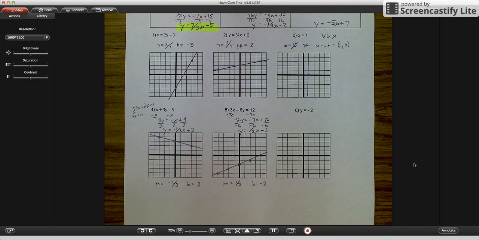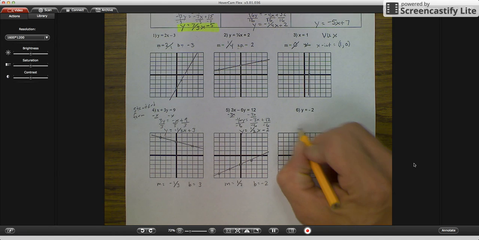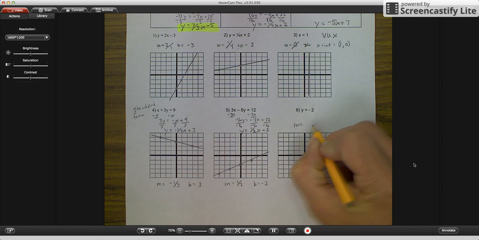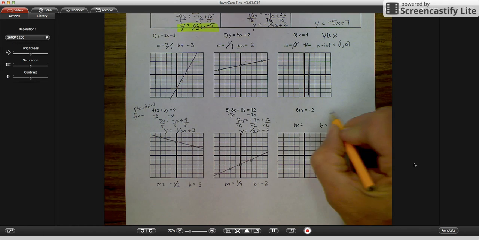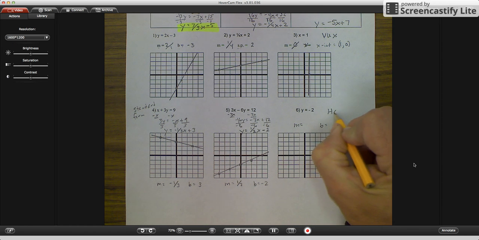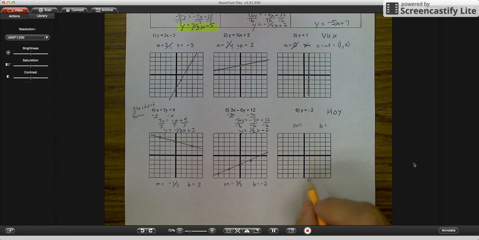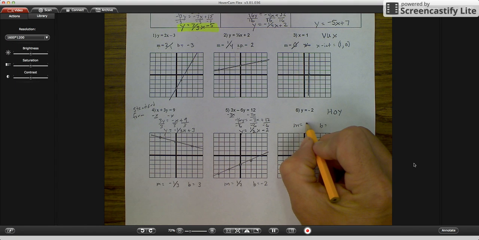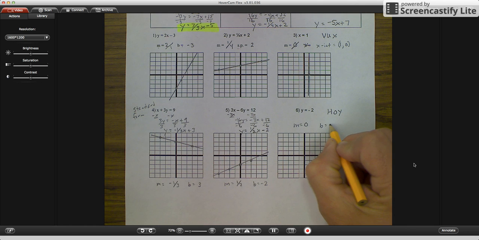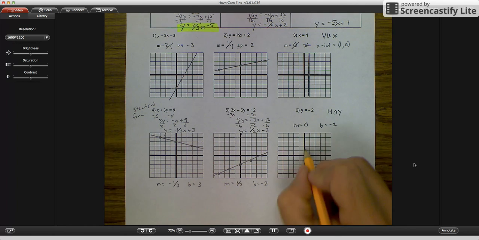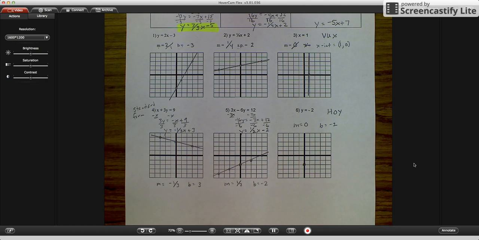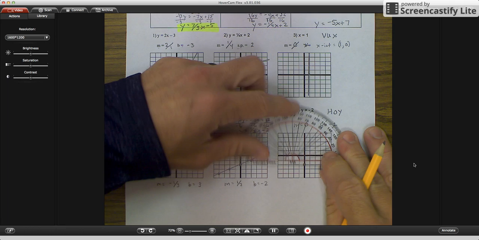And then the last one is y equals negative 2. So our slope and our y-intercept. A y equals is a HOI. So horizontal line, 0 slope, 0. And our b is negative 2. So our y-intercept, negative 2 on the y-axis. And then it is a horizontal line with that HOI.